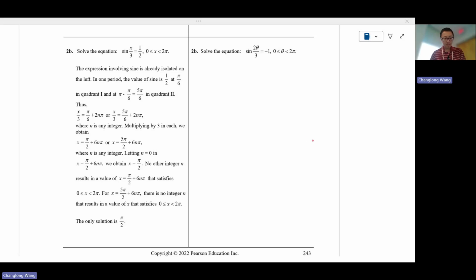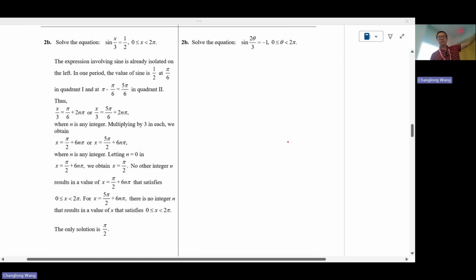Now let's take a look at 2b. I'm assuming you guys are okay with the one that worked out, right? It's the one on the right-hand side. They call it pencil problems, like you have to try on your own.